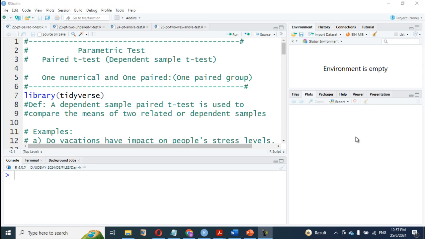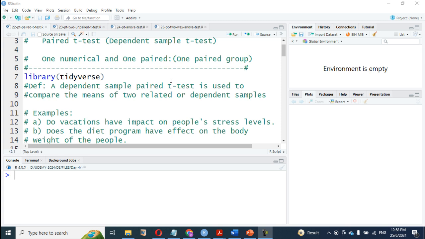We are continuing in our course on statistics, where we are still looking at the parametric tests. The last time we looked at a single t-test. This time around, we want to look at a paired t-test, which is a dependent sample t-test. This one requires one numerical and one paired group variable. So let's see how we're going to do it.